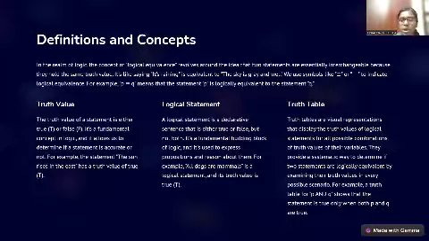Truth table. Truth tables are visual representations that display the truth values of logical statements for all possible combinations of truth values of the variables. They provide a systematic way to determine if two statements are logically equivalent by examining their truth values in every possible scenario. For example, the truth table for P and Q shows that the statement is true only when both P and Q are true.